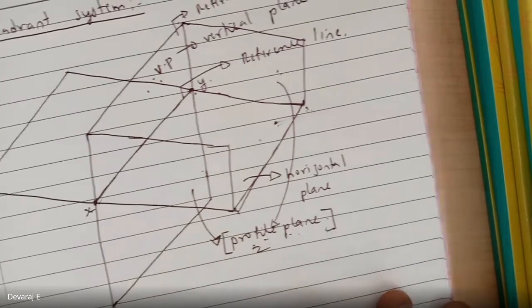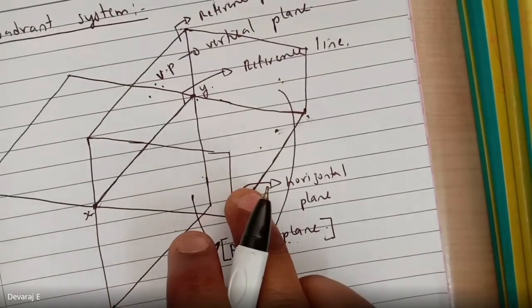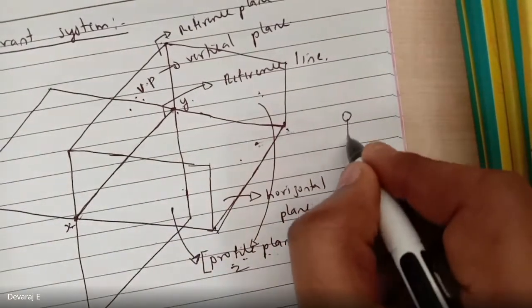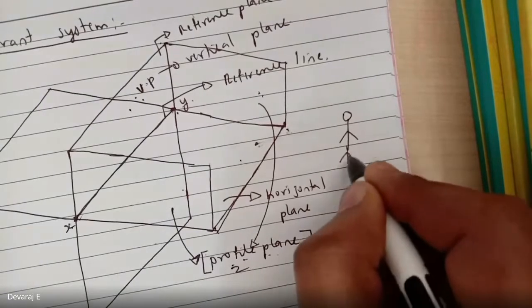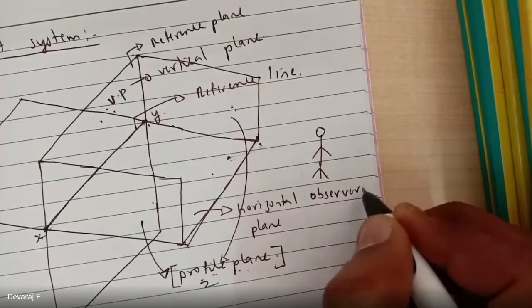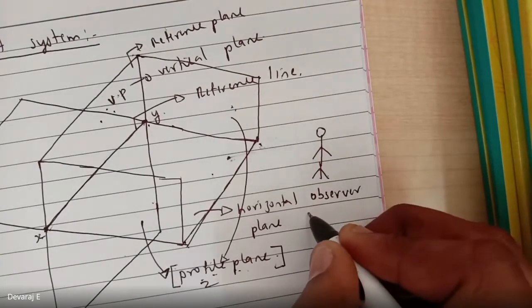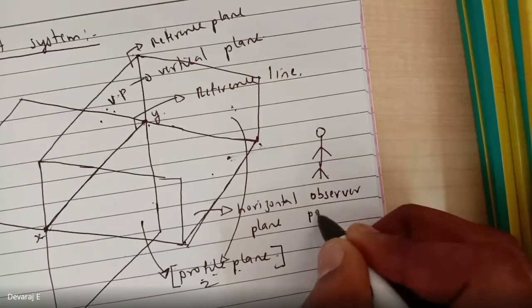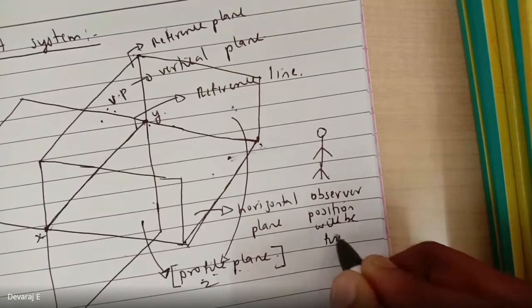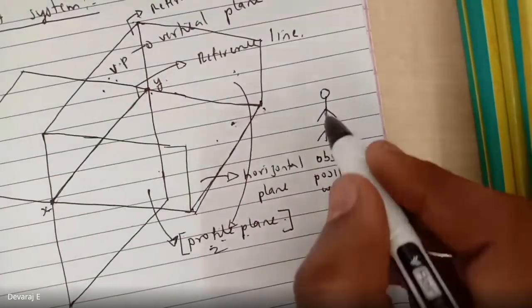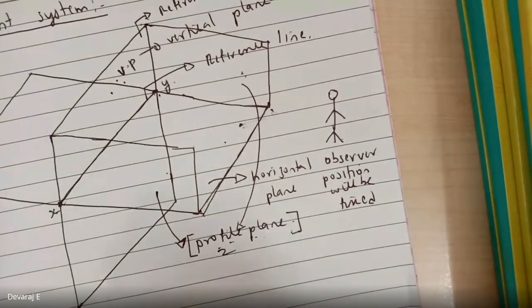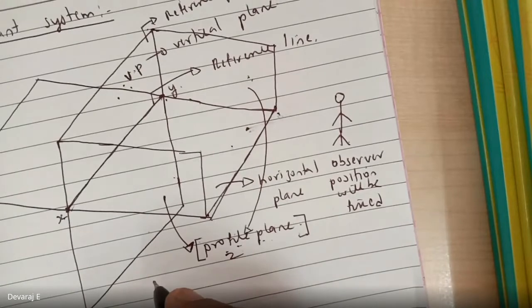See, always remember in the orthographic projection, the observer will be fixed. The observer position will be fixed. So observer will be here. So be careful. Observer position will be fixed. Here there will be two terms. So always you should remember this.